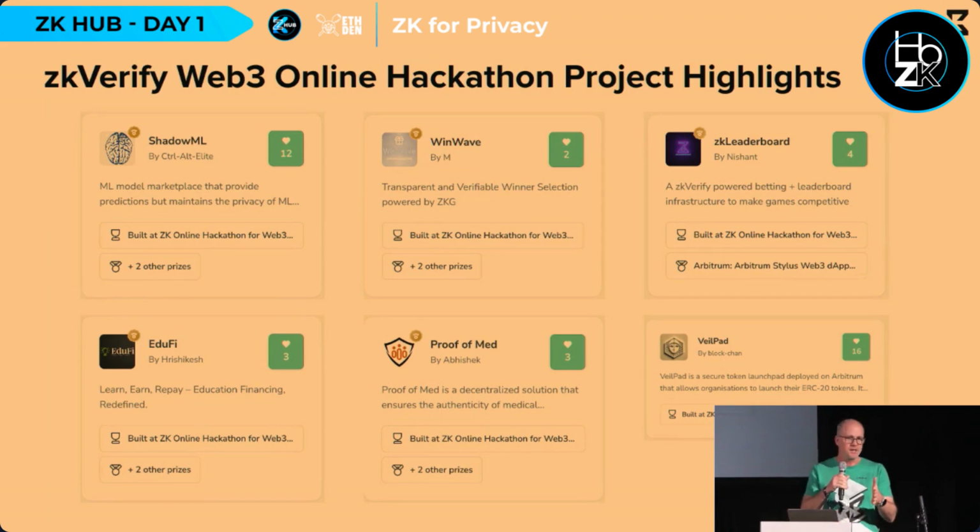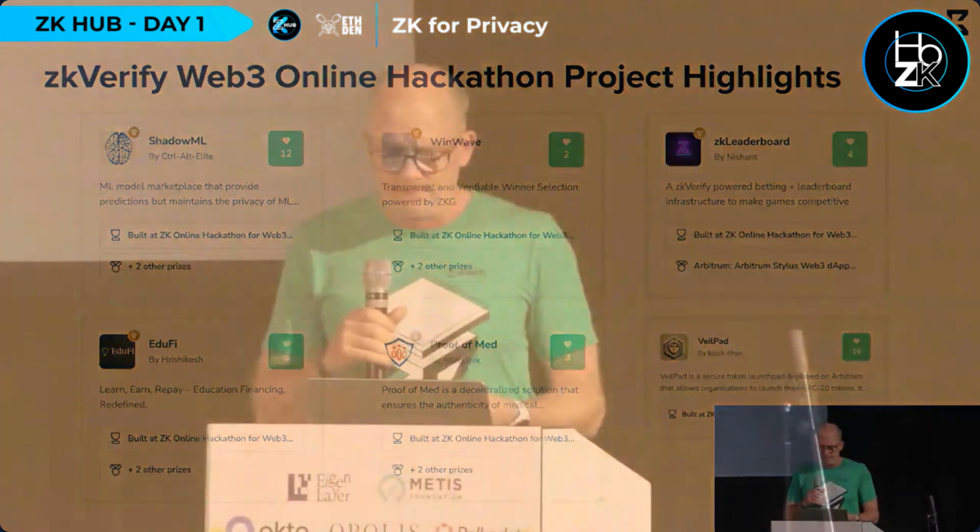Edufy was a way to get anonymous microfinance loans for education. Proof of Med is a way for doctors to give a prescription and then do a zero-knowledge proof that the prescription was valid, and then the pharmacist can verify that this was actually a valid prescription. And Veilpad is a way of doing a secure token launchpad to be able to launch tokens anonymously.